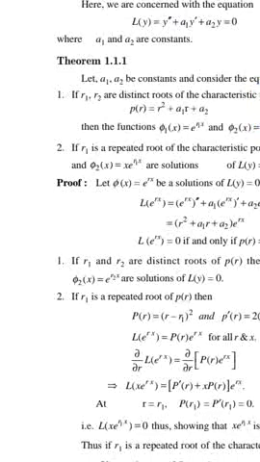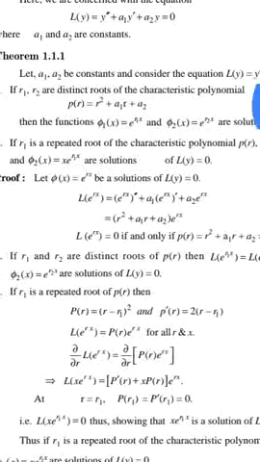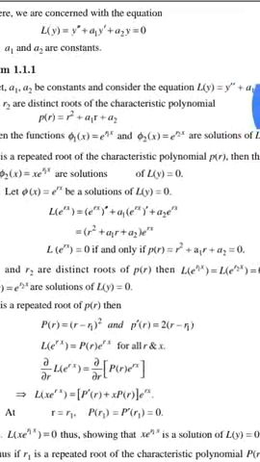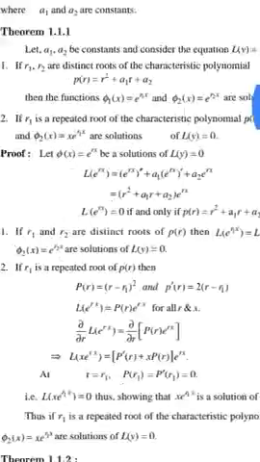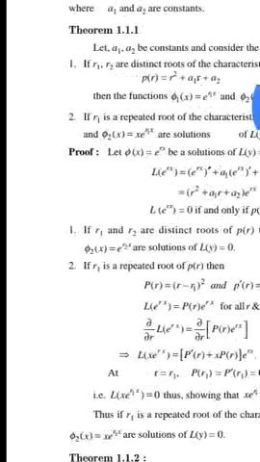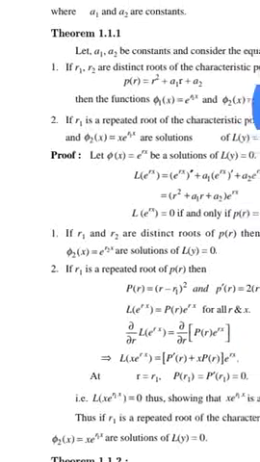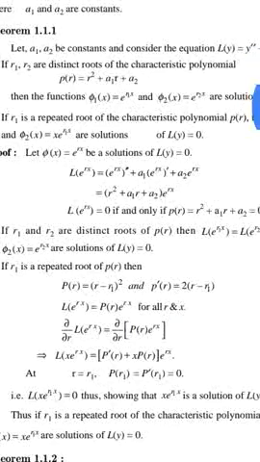If r1 is a repeated root of the characteristic polynomial p of r, then the function phi1 of x is equal to e raised to r1x and phi2 of x is equal to x into e raised to r1x are solutions of L of y is equal to 0.